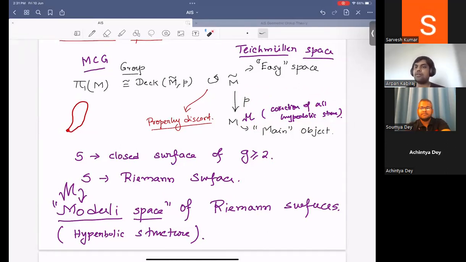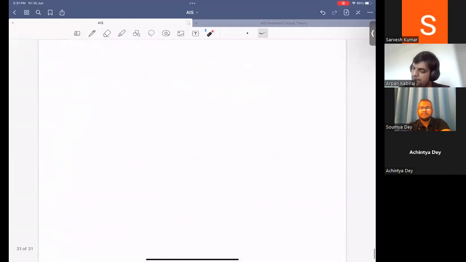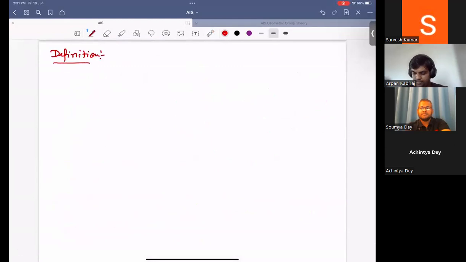Okay. So now I will define what a Teichmüller space is, and remember this will be some one parameter family of hyperbolic metrics. Keep that in mind. Let me give you the definition. So first, suppose S is a closed surface.